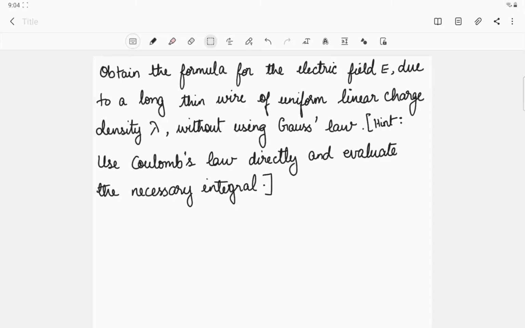In this question, we have to obtain the formula for the electric field E due to a long thin wire of uniform linear charge density lambda without using Gauss law. So, very important point here: use Coulomb's law directly and evaluate the necessary integral.